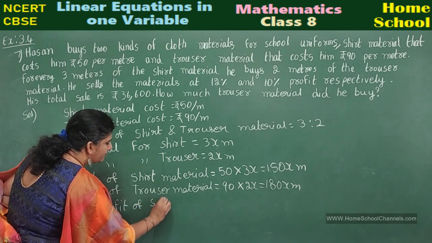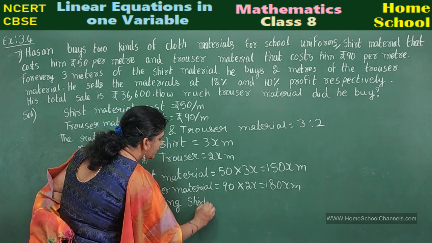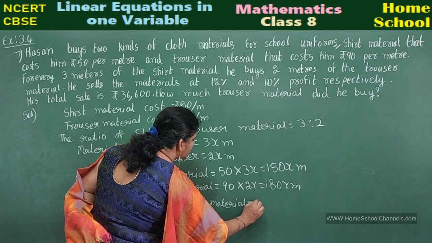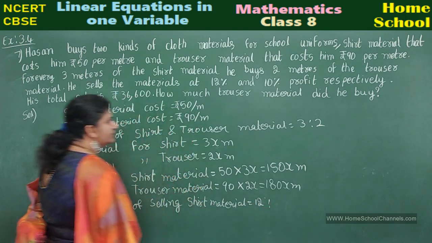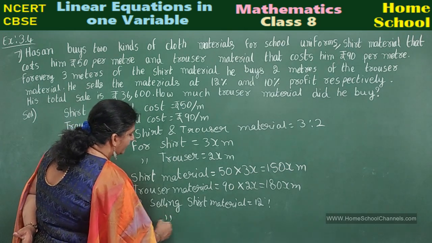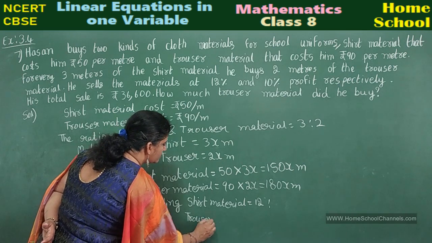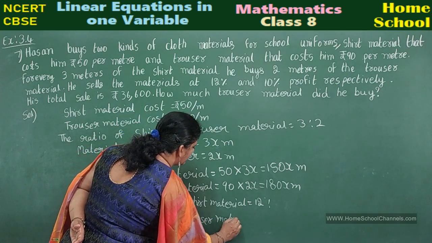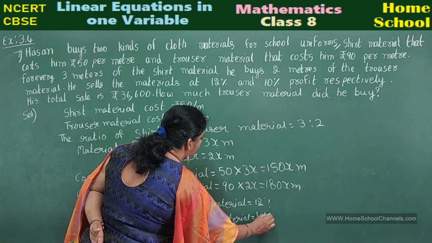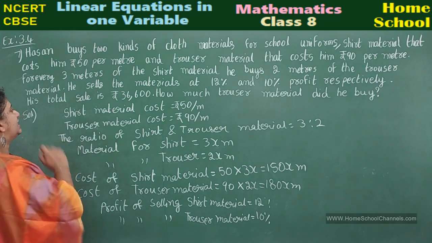Profit of selling shirt material is equal to how much given? 12%. Right? And in the same manner, profit of selling trouser material is equal to how much percent profit there? 10%. Okay. So, last statement.